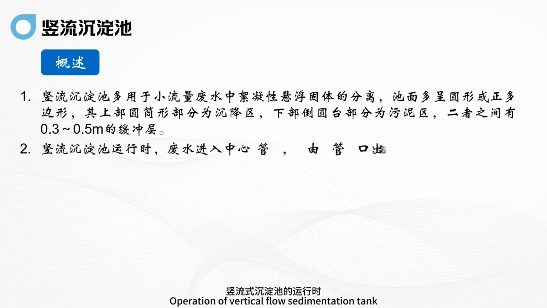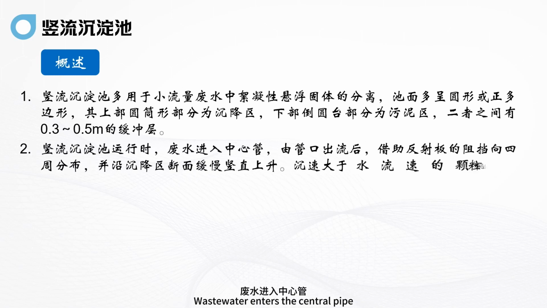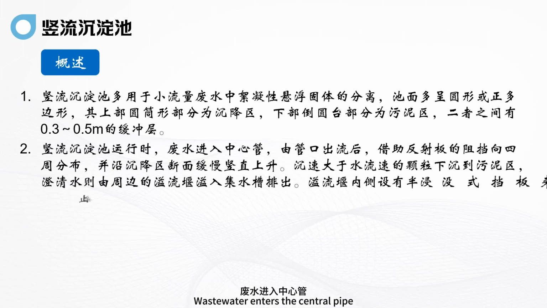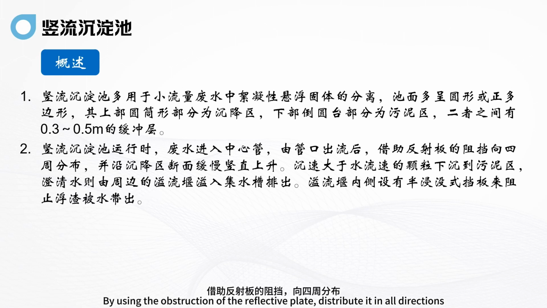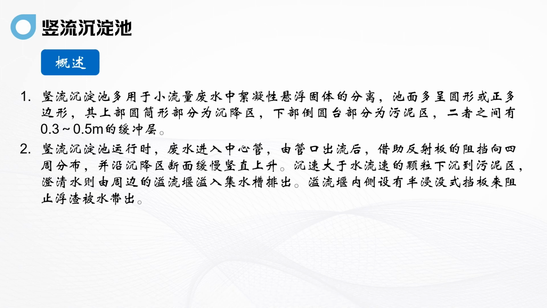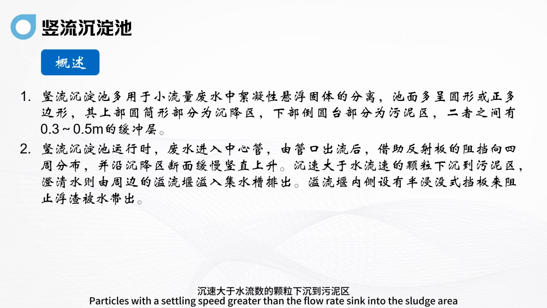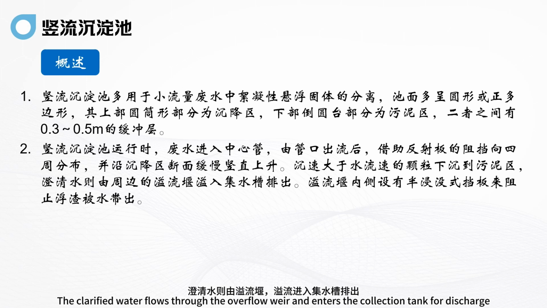Operation of the vertical flow sedimentation tank. Wastewater enters the central pipe. After flowing out from the pipe orifice, using the obstruction of the reflective plate, it is distributed in all directions, and slowly rises vertically along the cross-section of the settlement zone. Particles with a settling speed greater than the flow rate sink into the sludge area. The clarified water flows through the overflow weir and enters the collection tank for discharge.